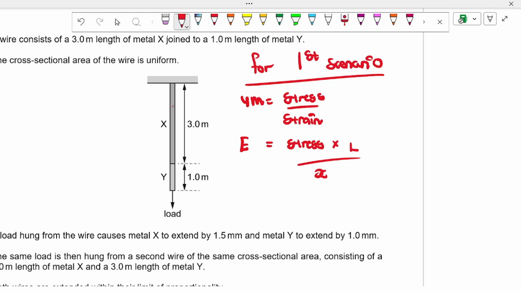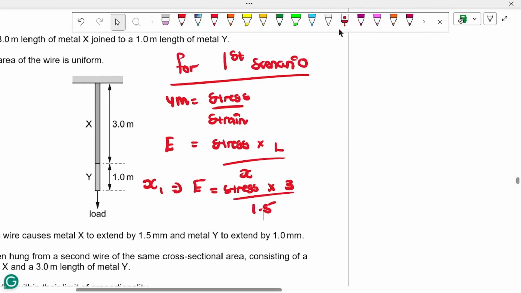And how did I think of this? I was like, the only thing that's constant in both scenarios is E. So if I can find a way to find X for both scenarios and then just add them together, because when you have things in series like this, you expect the whole system to extend together. That should be helpful. So for X first, E will be equal to stress times 3 divided by the extension of 1.5.